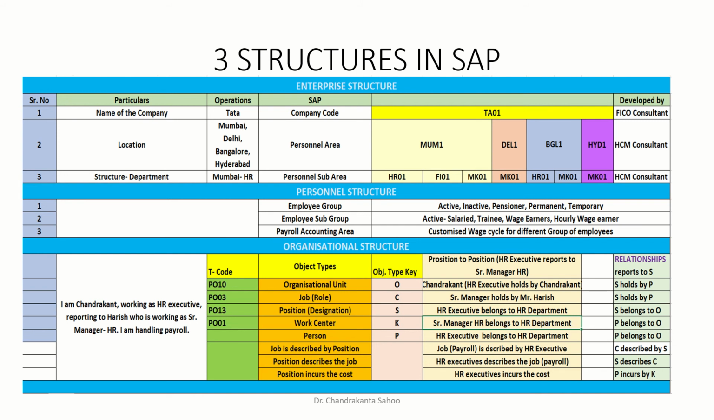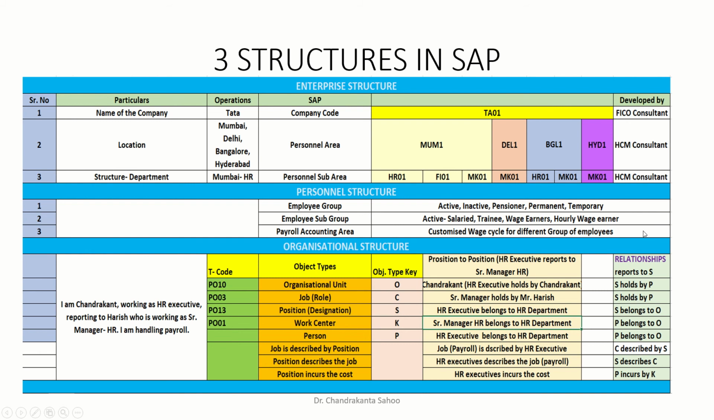Some of the people may get salary on the first of the month, some on the 5th of the month, and some on the 10th of the month. This may happen actually. So this is called payroll accounting area.